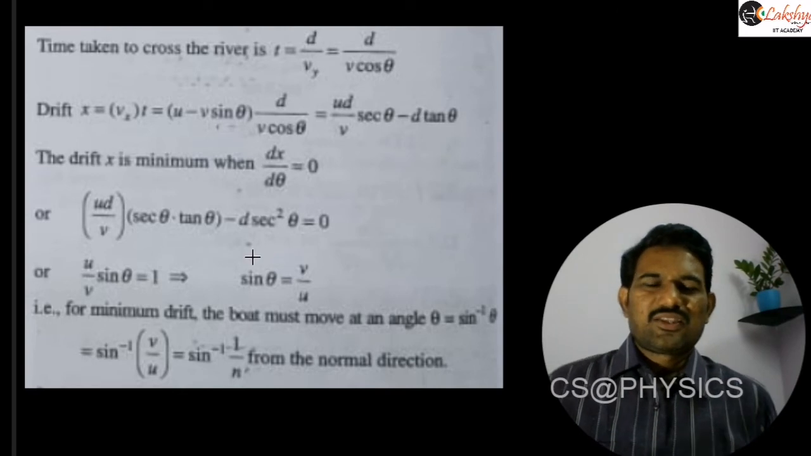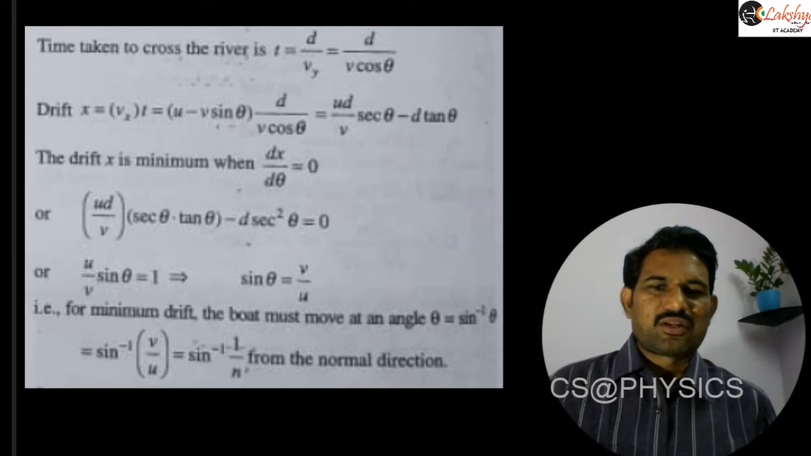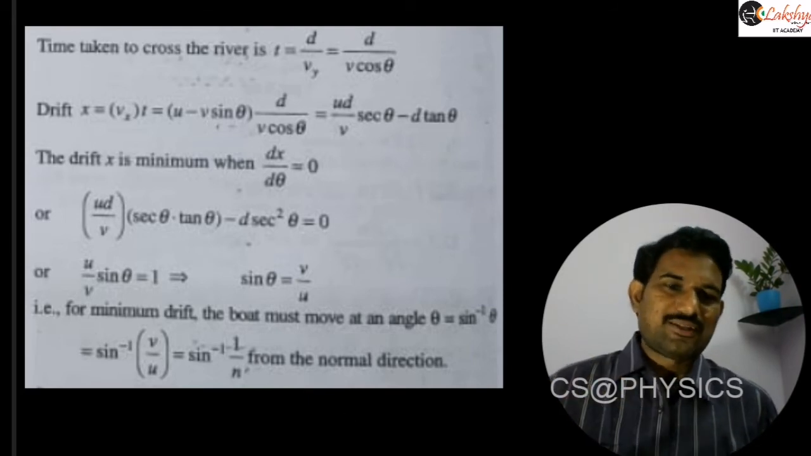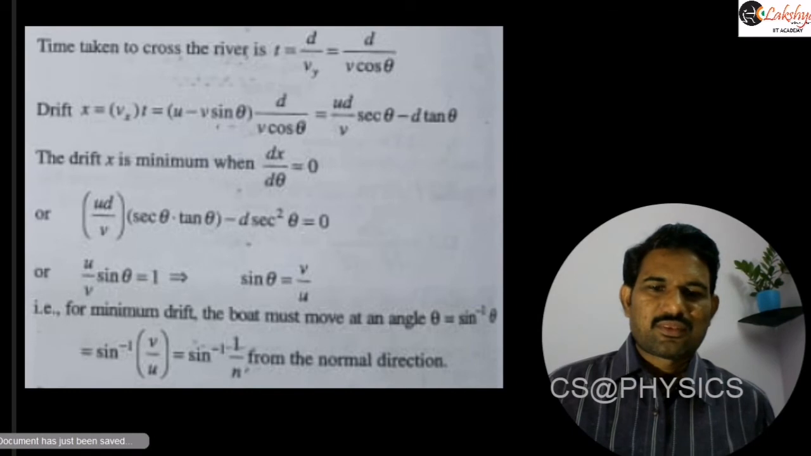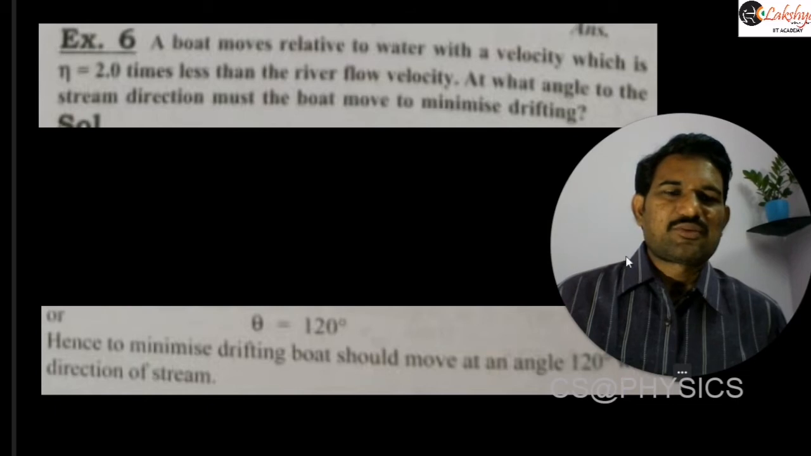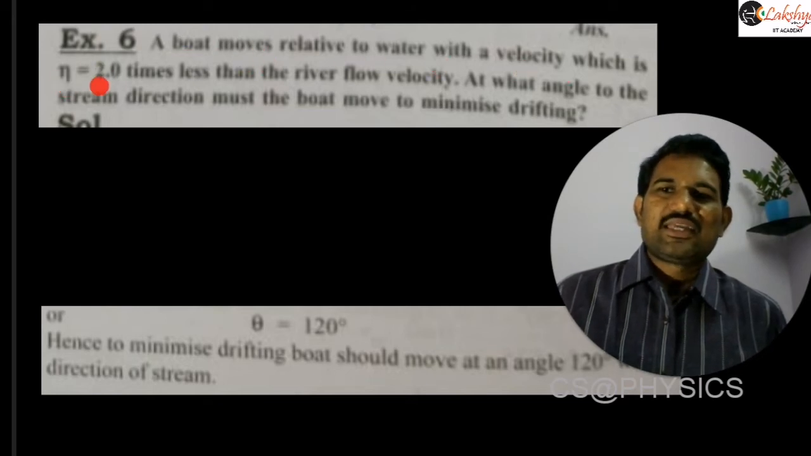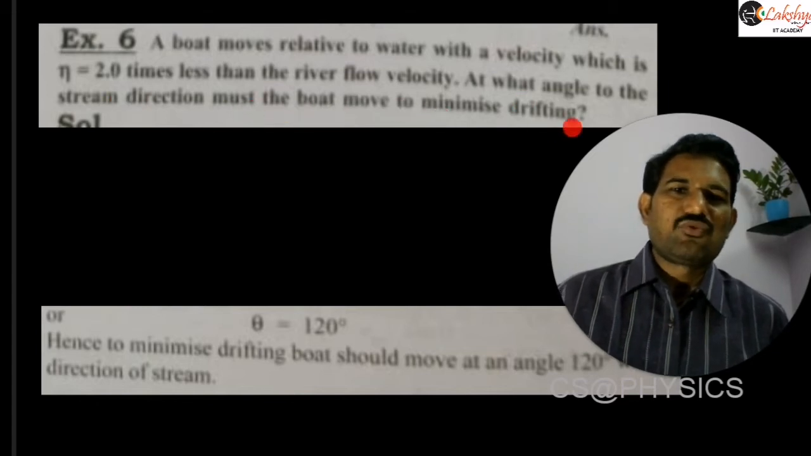So here the total derivation is given, as we know that formula already, directly apply that formula. So once again, go to that derivation and revise that. This also directs to such a problem only, so again solve by yourself. I will explain the data: the boat moves relative to the water with a velocity which is, that means, 2 times less than that of the river flow velocity. At what angle to the stream must the boat move to minimize the drift?